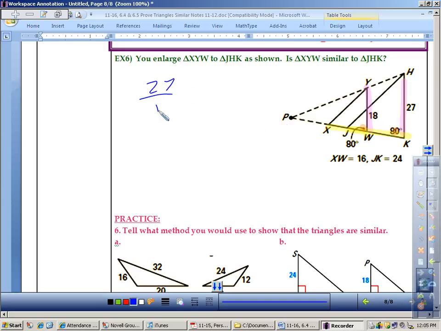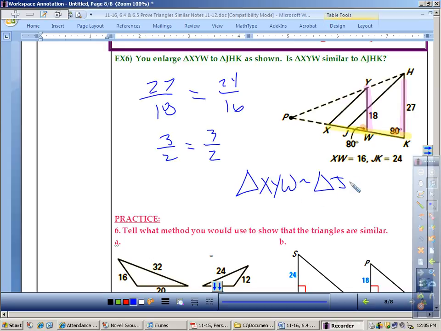So is 27 to 18 the same as 24 to 16? When I reduce these down, 9 goes into both, that's 3/2. In here, 8 goes into both, that's 3/2. So they are indeed proportional. So those two triangles, XYW is similar to JHK, and that is by side angle side. And that is the similarity theorem.